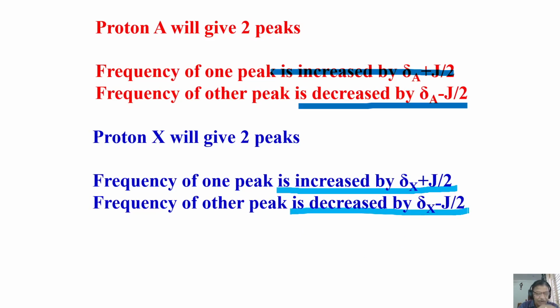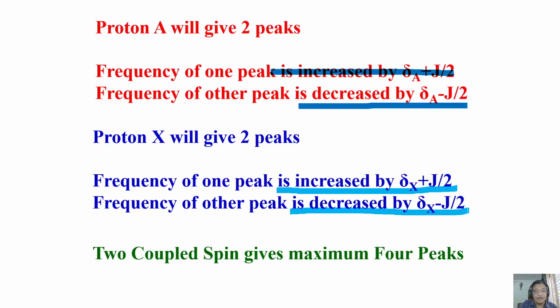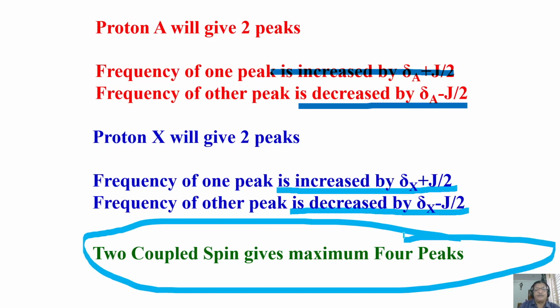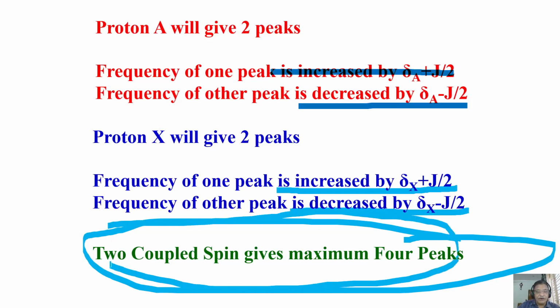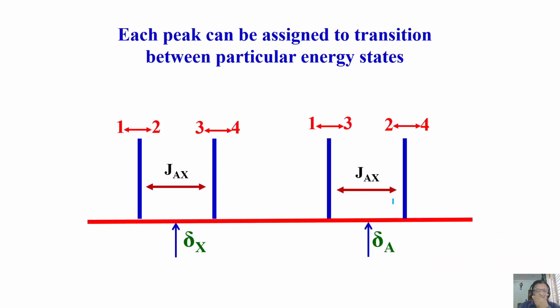Now, in this coupled case also, 4 transitions are there, but the 4 are distinct. It will give you the coupling information, unlike in the previous example. So, two coupled spin systems can now give a maximum of 4 peaks. That is what we understood. In the previous case also, whether it's coupled or non-coupled, J AX is 0, you get 4 transitions, but you detect only 2 because 2 overlap. Here you get all the 4 peaks. This is the example we took for two coupled spin system.